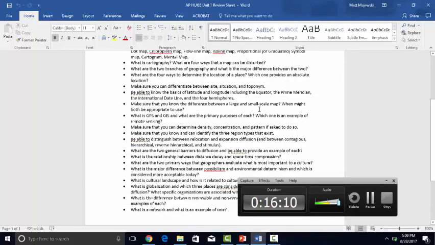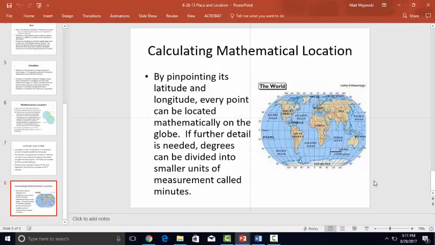Next question, be able to know the basics of latitude, longitude, including the equator, the prime meridian, the international dateline, and the four hemispheres. And so let's remember, when we're determining mathematical location, latitude, longitude, what we do is we divide the Earth up into halves, I guess you could say. We divide them into a northern and a southern hemisphere by creating an imaginary line known as the equator, which goes all the way around Earth. It's an imaginary line that's kind of the exact center of Earth as a sphere.